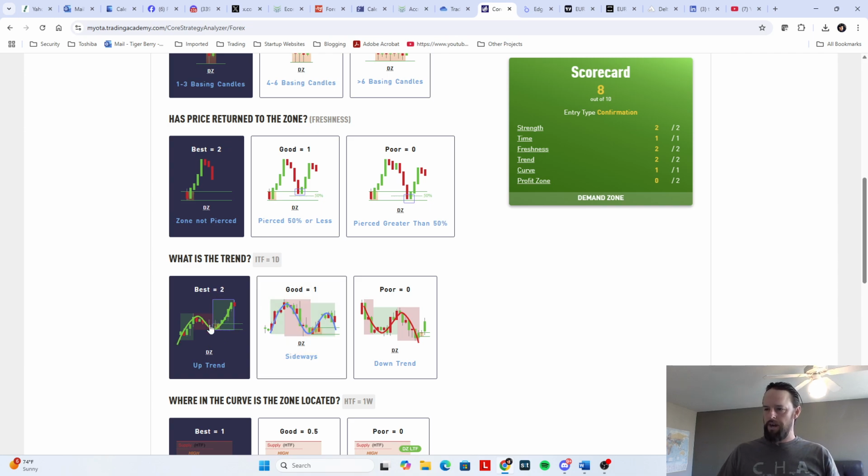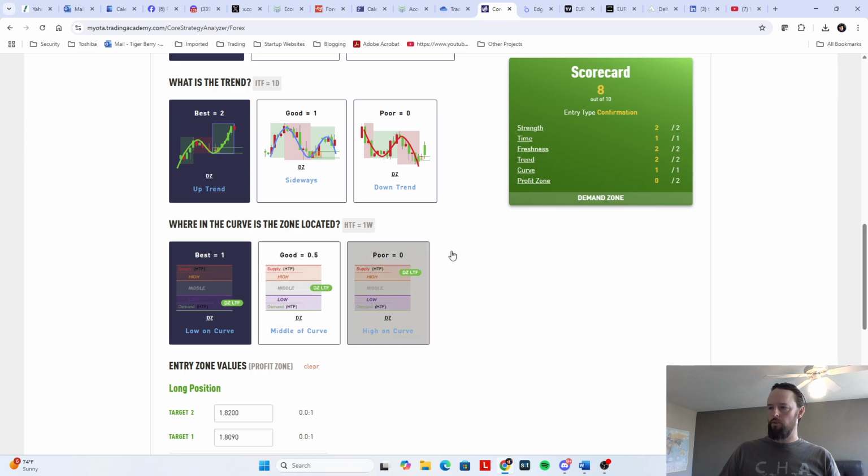What is the trend? Obviously, this is my daily time frame I was mentioning. Okay, you only want to buy in uptrends. Sideways trends, you could still trade, but it's just not as strong as the trend itself. And then clearly, you don't want to buy something if it's in a downtrend. Okay.